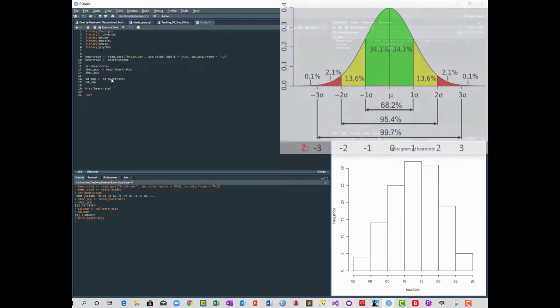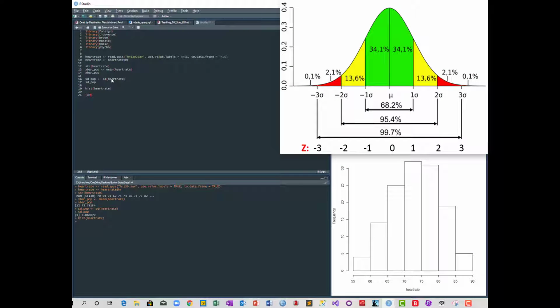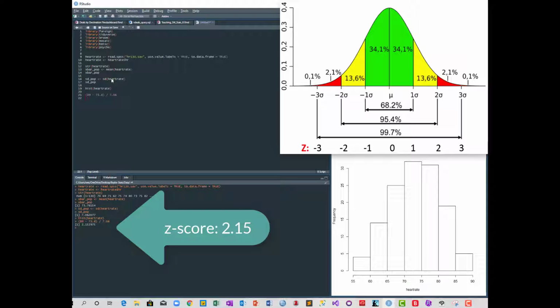For example, say you have a heart rate of 89 and you're curious how it compares to the broader population. We can calculate a standardized score, here a z-score, and then compare it to the normal distribution. We subtract the mean from the point estimate, here the score of 89, divide it by the standard deviation, which is 7.06, and we obtain the z-score of 2.15.